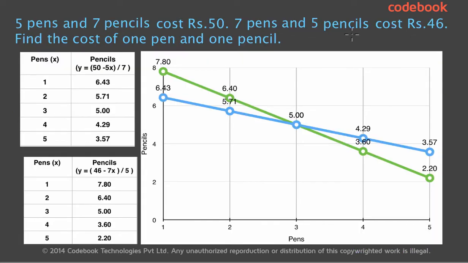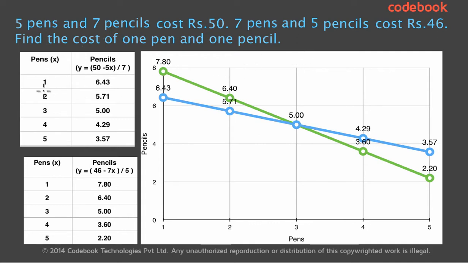Let's look at another example. 5 pens and 7 pencils cost 50 rupees. 7 pens and 5 pencils cost 46 rupees. Find the cost of 1 pen and 1 pencil. So again, this is similar to the book and pencil example that we have seen before.